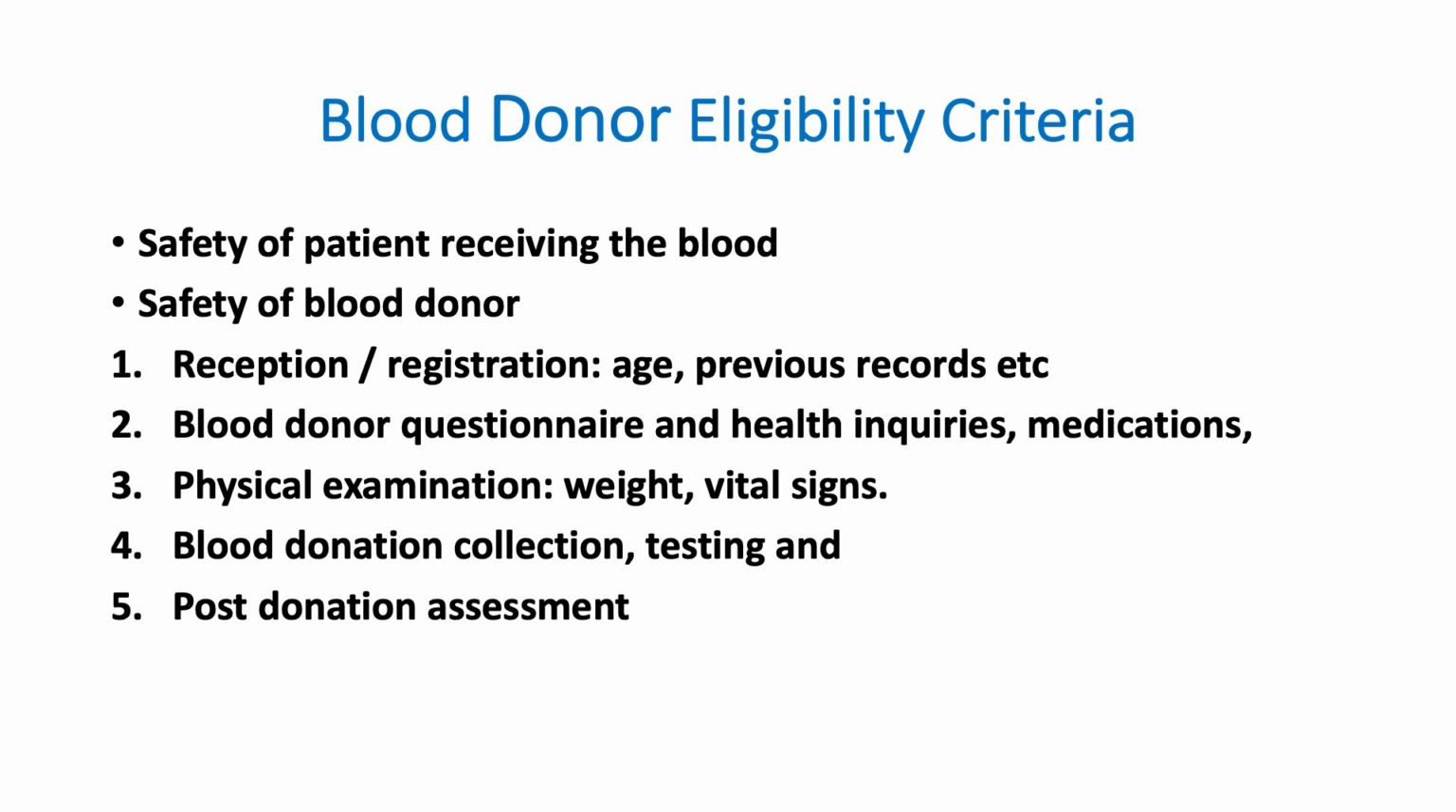Donor eligibility is made to maintain safety of the patient receiving the blood and the donor giving the blood. It starts with proper donor reception, selection of donors, including donor questionnaires and health inquiries, including medications and health practice, and some physical examination, including weight, which has been omitted by some updated practice in some countries, and vital signs changes, blood donation collection, and then post-donation assessment.